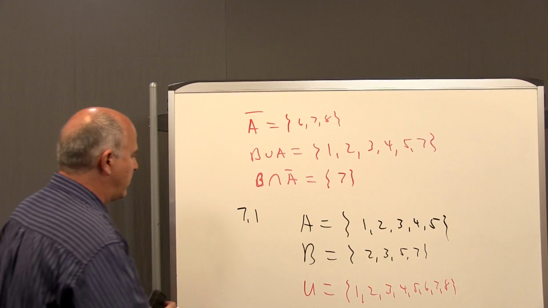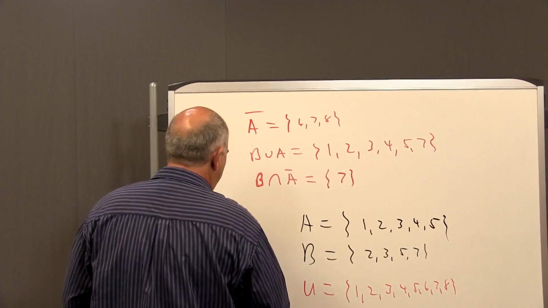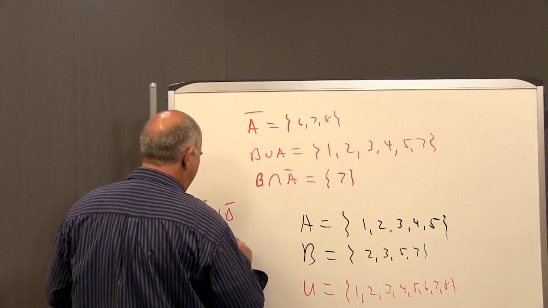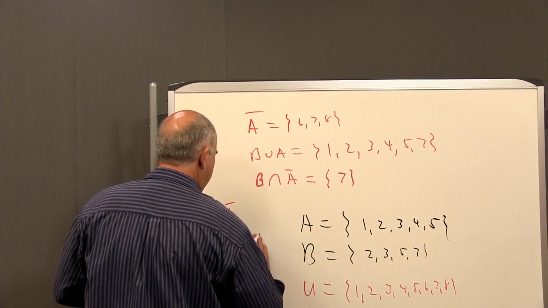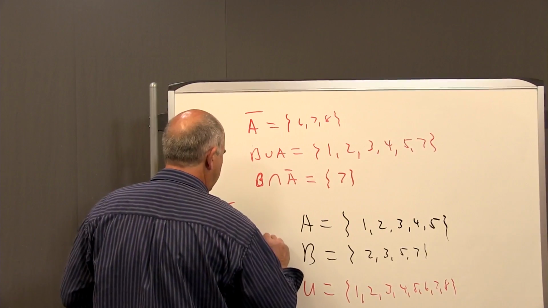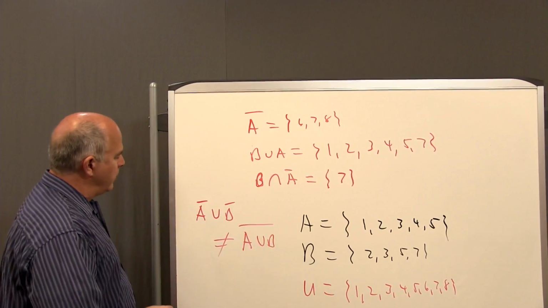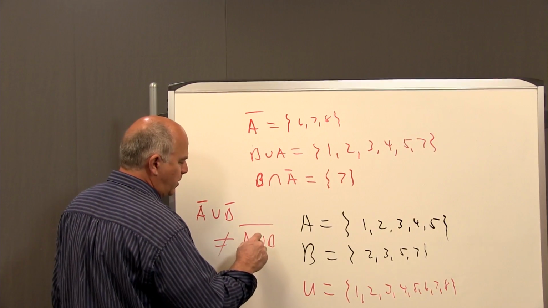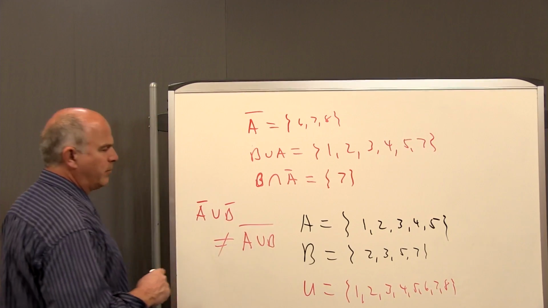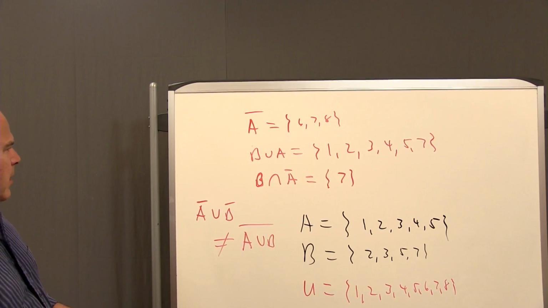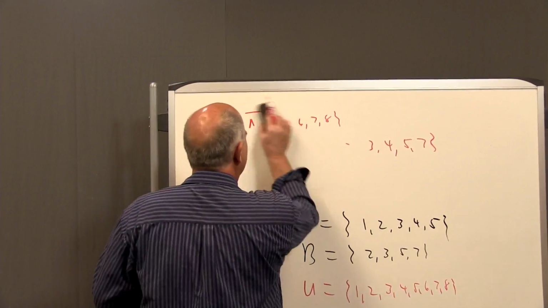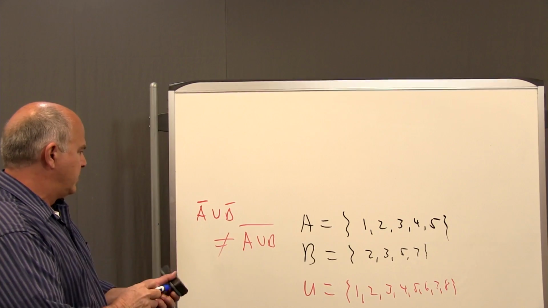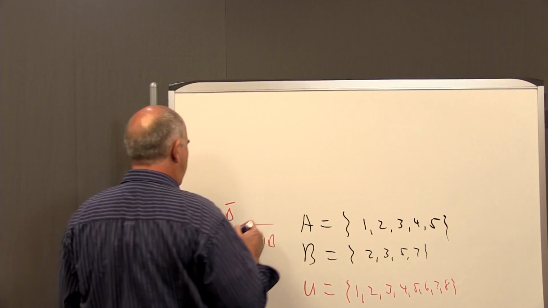Don't forget your order of operations. Remember that A bar union B bar is not equal to A union B with a bar over the top. This one you complement the A, you complement the B, and then you union. This one you union A and B, and then you complement. I think I'll erase these and do those two up above. So A bar union B bar.